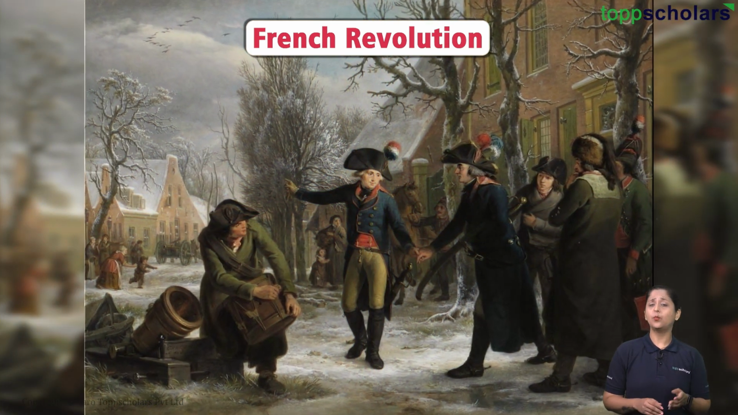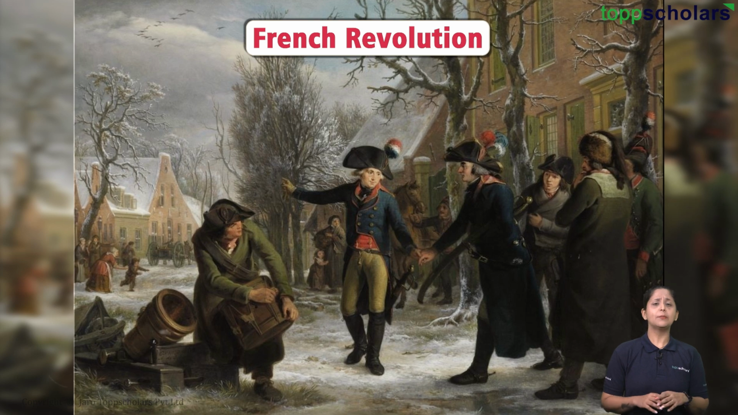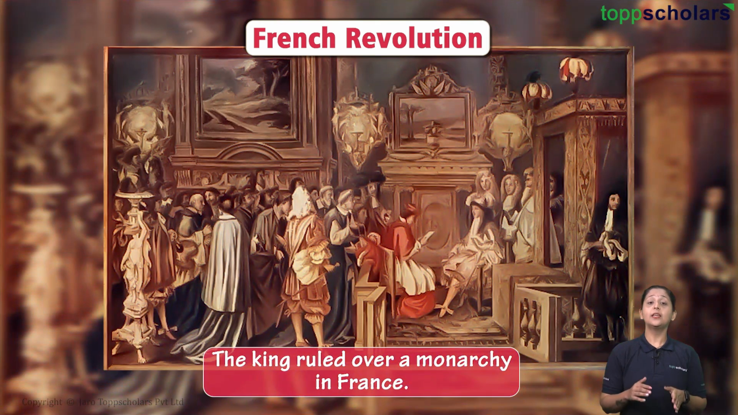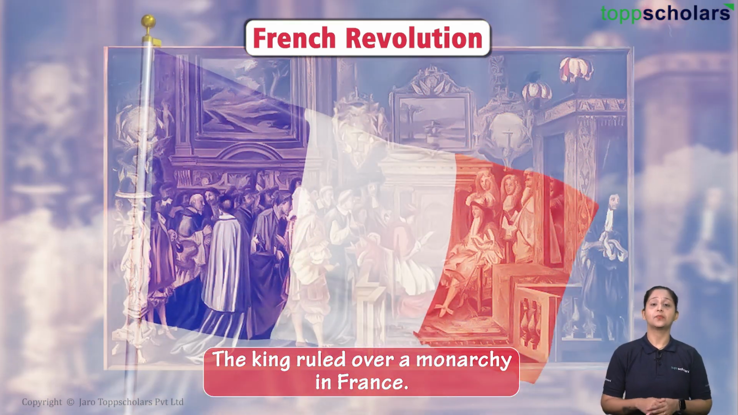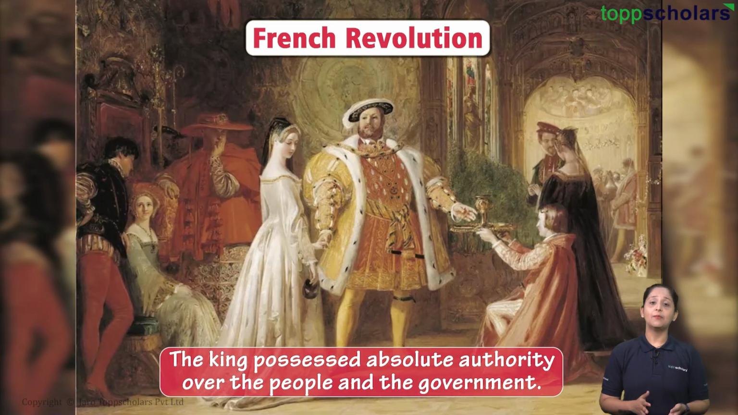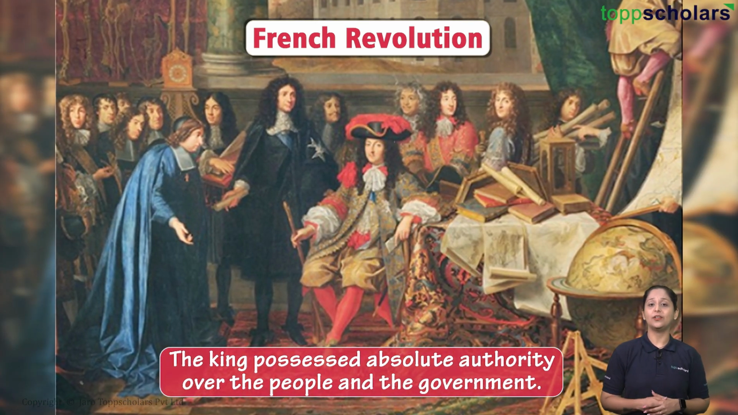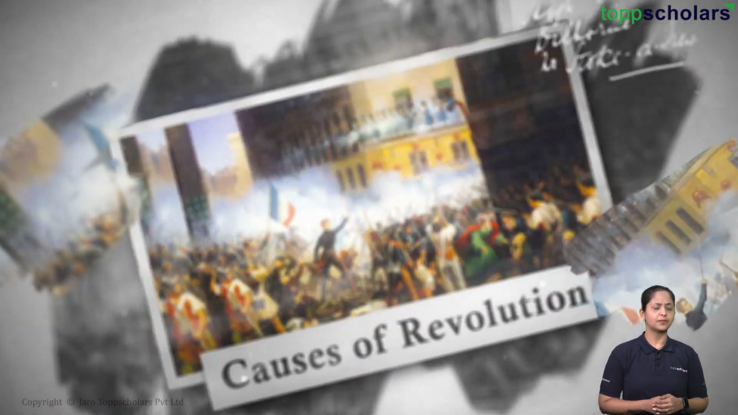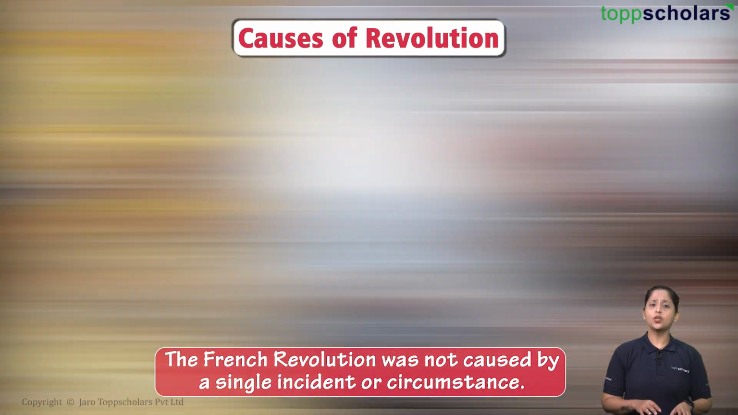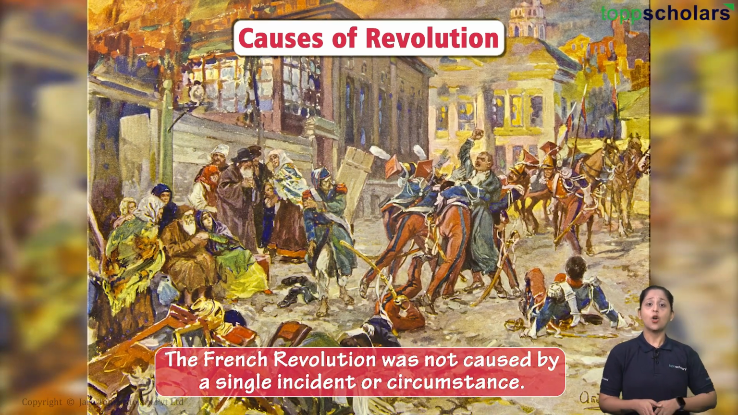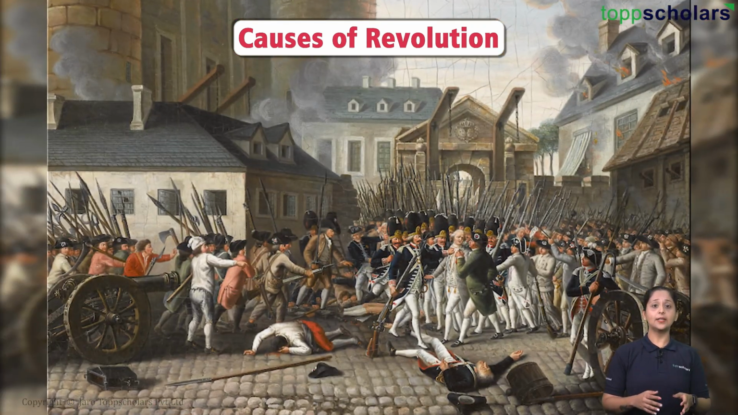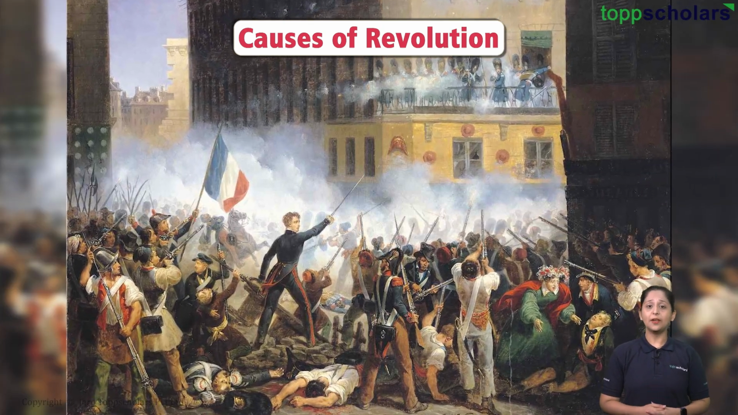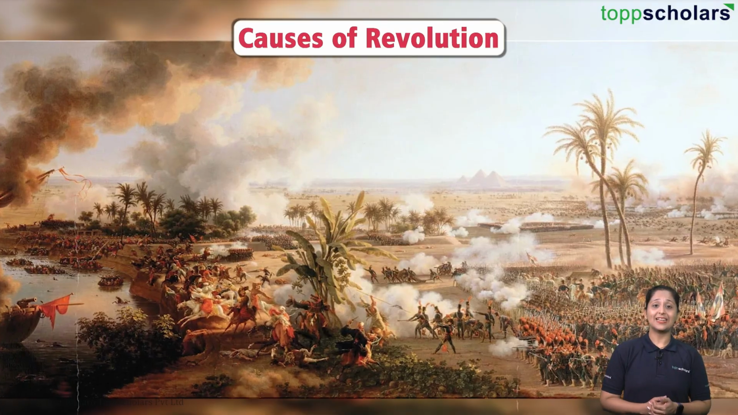To understand what triggered the French Revolution, we must first grasp what France was like before it all happened. The king ruled over a monarchy in France. Over the people and the government, the king possessed absolute authority. But what caused the revolution to occur in the first place? The French Revolution was not caused by a single incident or circumstance, but rather by several events that created an ideal environment for the people to rebel against the monarch.